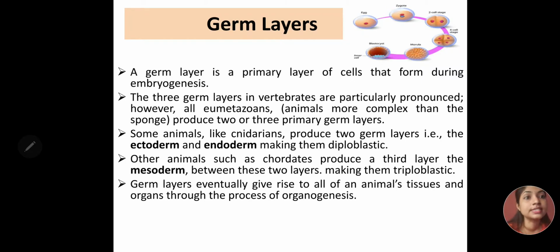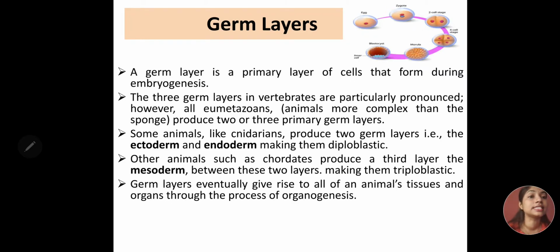The three germ layers in vertebrates are particularly pronounced. However, all eumetazoans, that is animals more complex than sponges, produce 2 or 3 primary germ layers. Some animals like cnidarians produce 2 germ layers, that is the ectoderm and the endoderm, making them diploblastic. Di means 2 layers, that is ectoderm and endoderm.